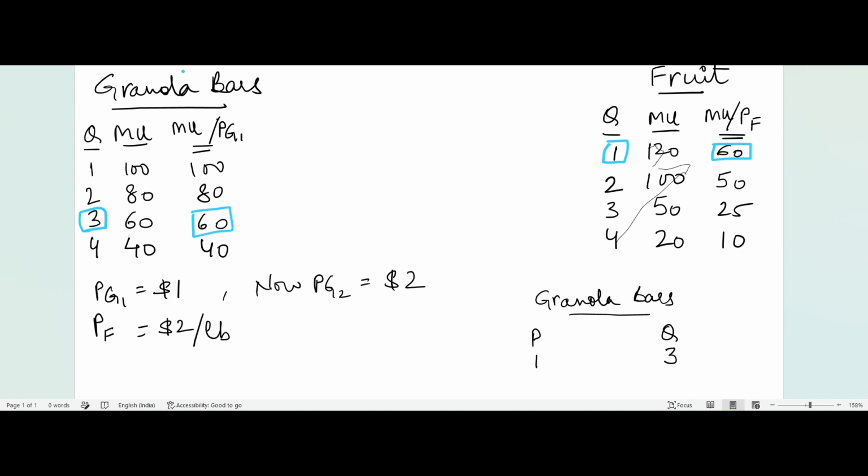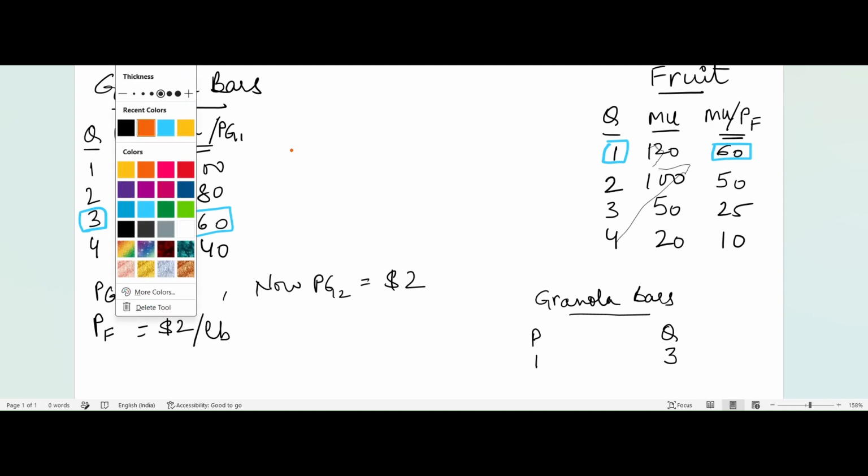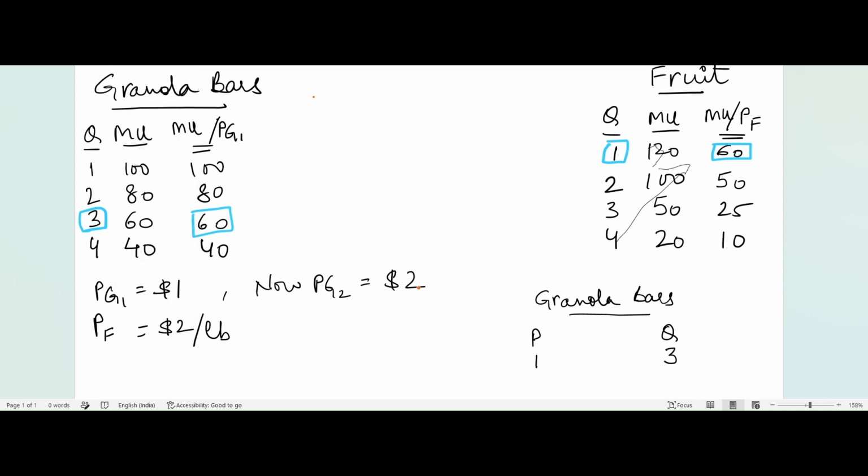All right. Now, let's say the price of granola bar increases to $2. Only the granola bar price increases to $2. Now, when it increases to $2, I have a new marginal utility per dollar table with the new price, which is $2. So in that case, my numbers would be 50, 40, 30, and 20, since I'll divide my marginal utility by 2.